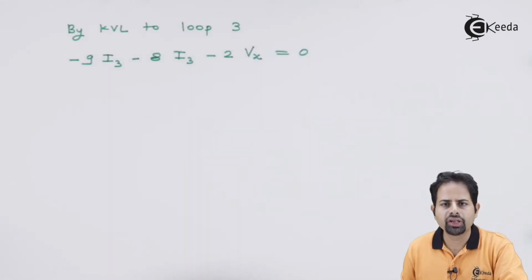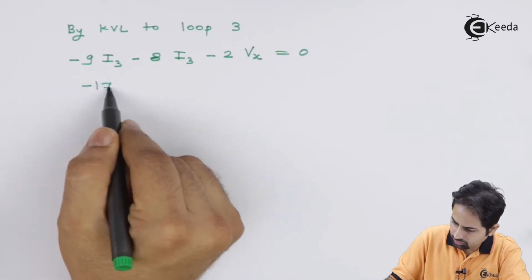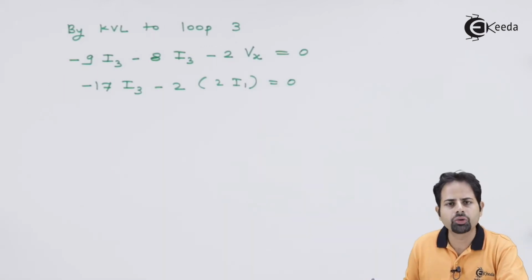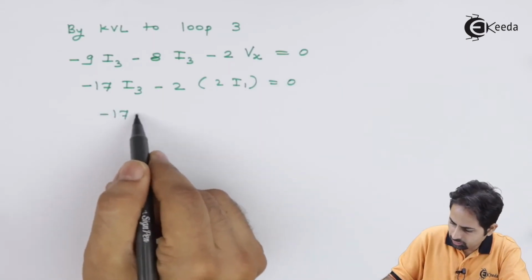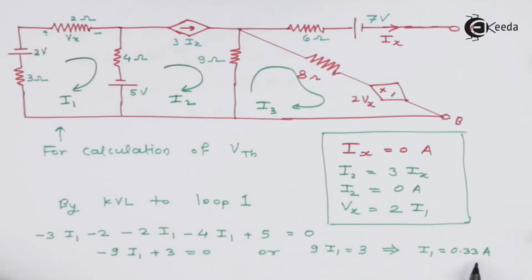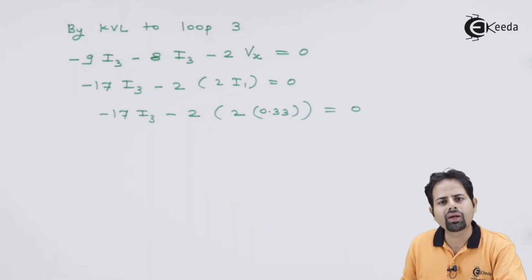But we know the value of Vx is 2 times I1. And now we can substitute the value of I1, and the value of I1 is 0.33 ampere. And we can now calculate I3.